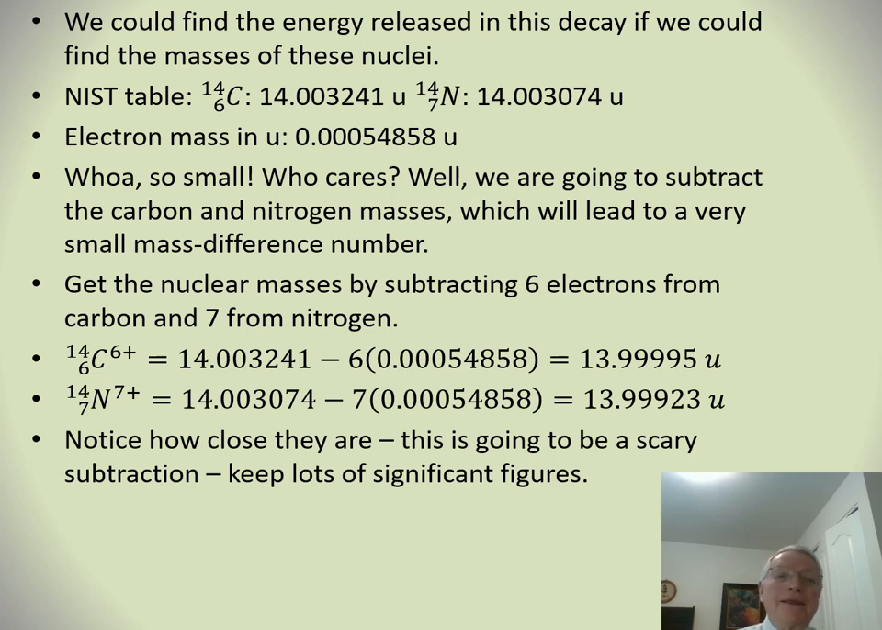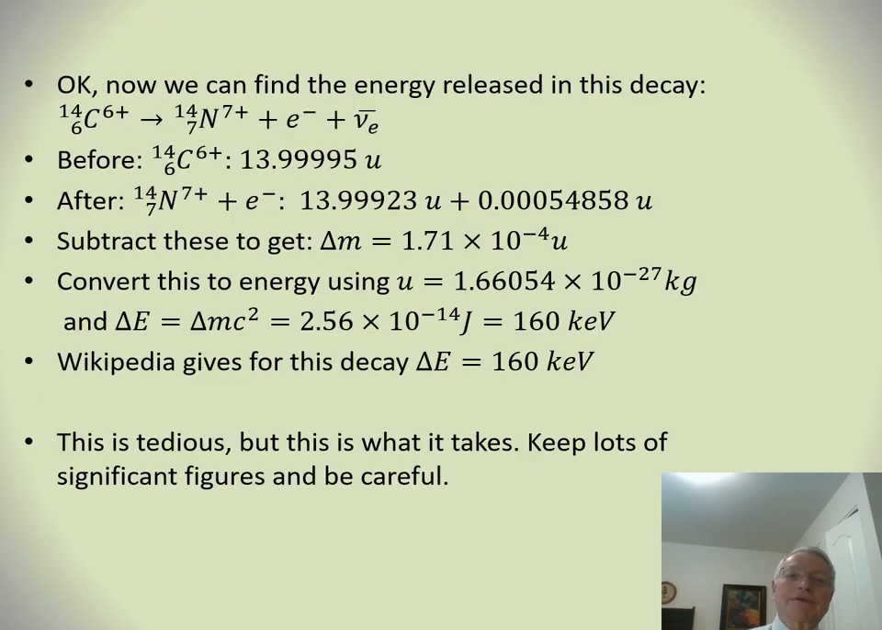And if you compare the masses of carbon-14 and nitrogen-14, they're very close. They're the same out to the third decimal place. So yeah, we care about this tiny electron mass. So what we're going to do now is get the nuclear masses by subtracting 6 electrons from the carbon-14 mass, and by subtracting 7 electrons from the nitrogen-14 mass, to get 13.99995 and 13.99923. It looks like things have actually gotten worse in terms of them being close together. But nevertheless, we will plow ahead, keeping lots of significant figures.